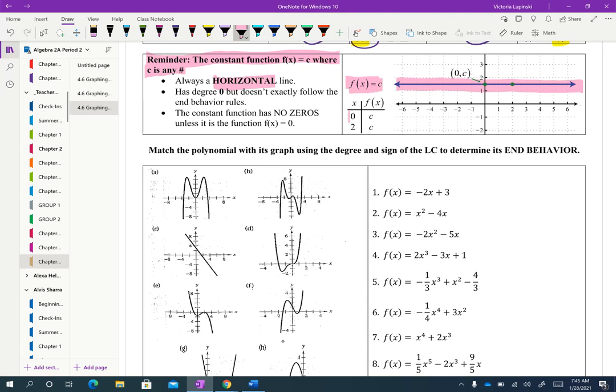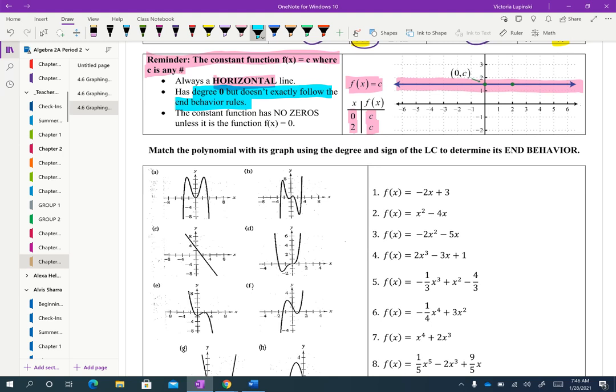If you were to try to make a table of values, no matter what x you would plug in, you're always just going to get back whatever the constant is. So again, you have a nice flat horizontal line that goes on forever in both directions. Technically, the constant function has degree 0, but it doesn't exactly follow the rules for end behavior. So if you're talking about the sign of the leading coefficient, if your only choices for end behavior, if it's even, are up, up, or down, down, you're not really pointing up or down. You're always pointing left and right because of the fact that it's a horizontal line.